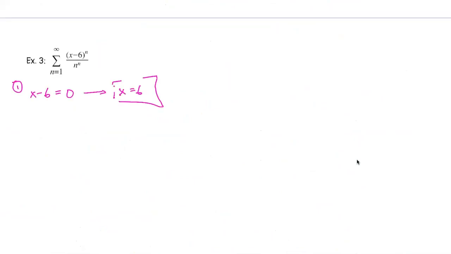Okay. So example number 3, we've got this infinite series of (x minus 6) to the n over n to the n. And so we're going to start off by determining where our center point is, right? So we're going to take that x minus 6, we're going to set that equal to 0, and this one is a quick one. We know that at x equals 6, this will always converge, okay?